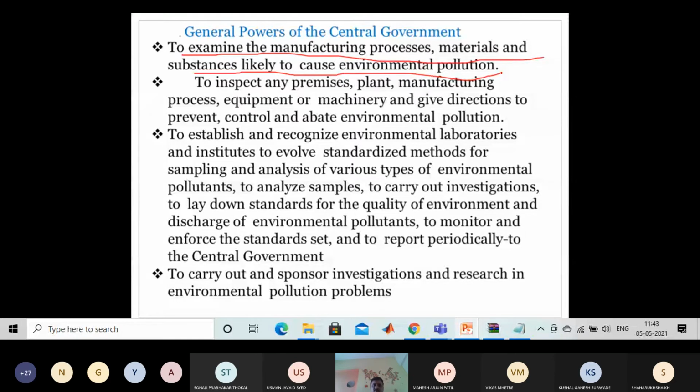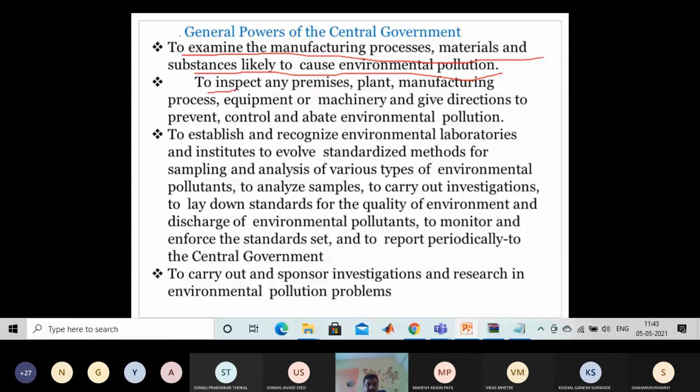So frequent observation, frequent visits, and observing whether any change in the manufacturing process is there, or even a small change in the material that causes pollution. All these things need to be considered by the authority.